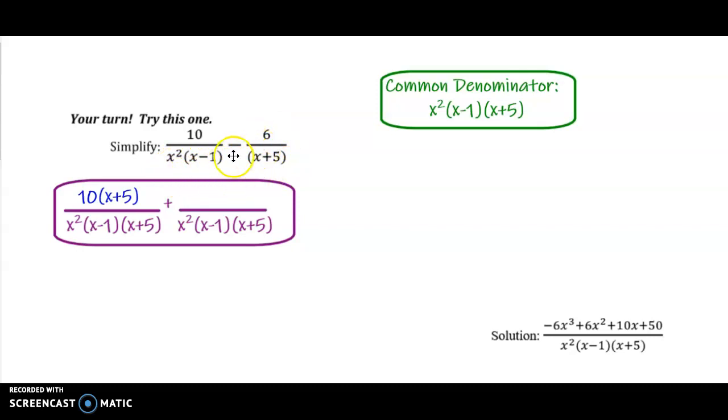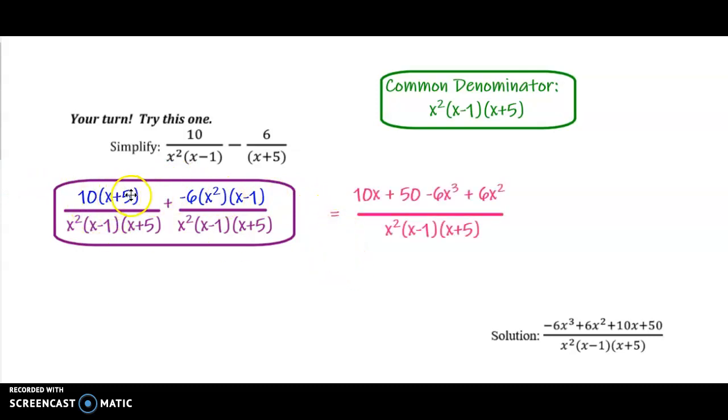For my second fraction, I already have x plus 5, so I need to multiply by x squared and x minus 1. So I brought the negative 6 up, so minus 6, negative 6, times x squared times x minus 1. When I multiply through on each numerator and combine them onto one fraction, I end up with 10x plus 50 minus 6x cubed plus 6x squared. Then all you need to do is put it in standard form and combine like terms if you have any. And that's how you get your solution of negative 6x to the third plus 6x squared plus 10x plus 50 over your common denominator.